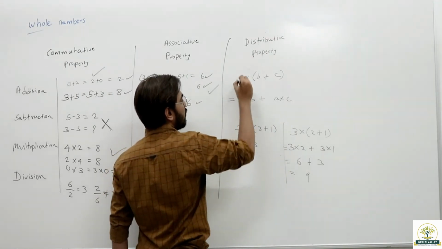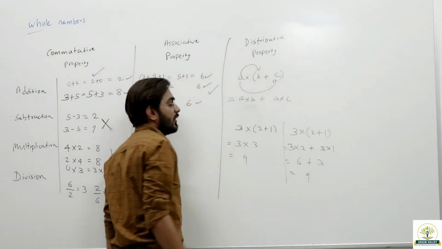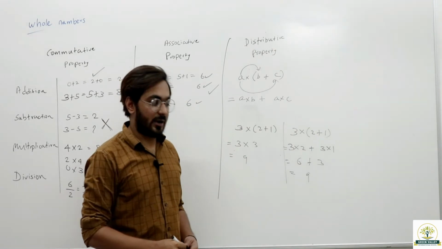So why is it called the distributive property? Because A gets distributed within B and C. That is why it is called the distributive property.